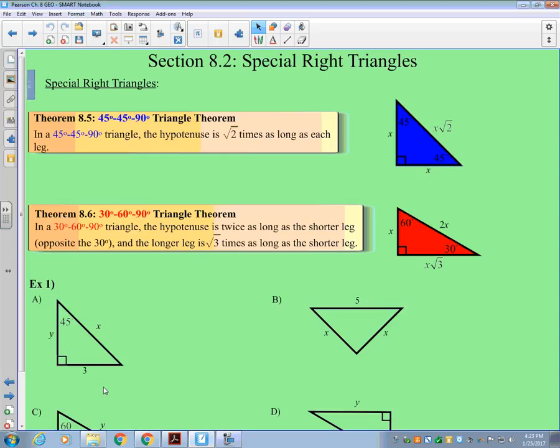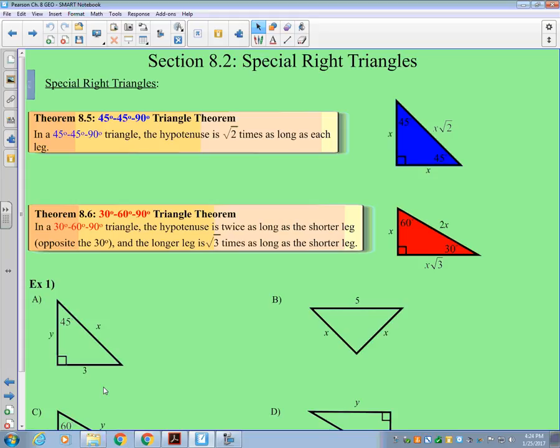Okay, well, this is your 8-2 notes, special right triangles. Now, this is just to make your life easier. If it doesn't feel like your life is easier, go ahead and use the Pythagorean theorem. But actually, if you successfully navigate special right triangles, it will make all your calculations a lot simpler.